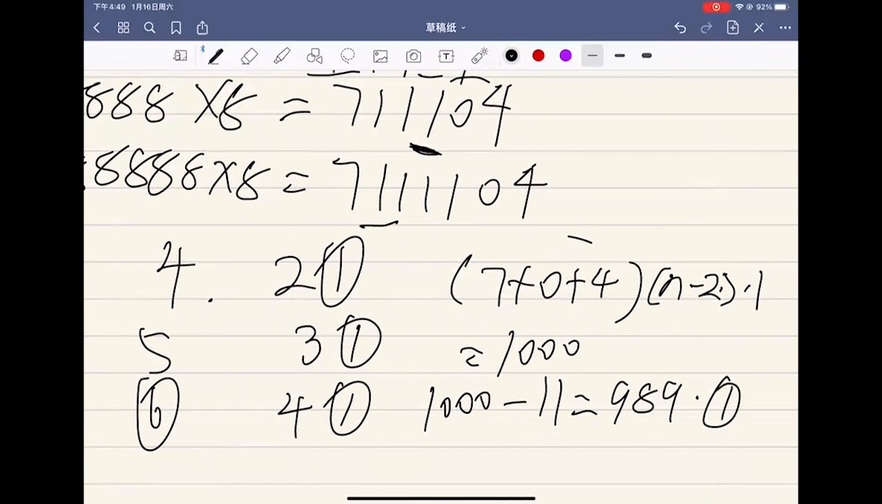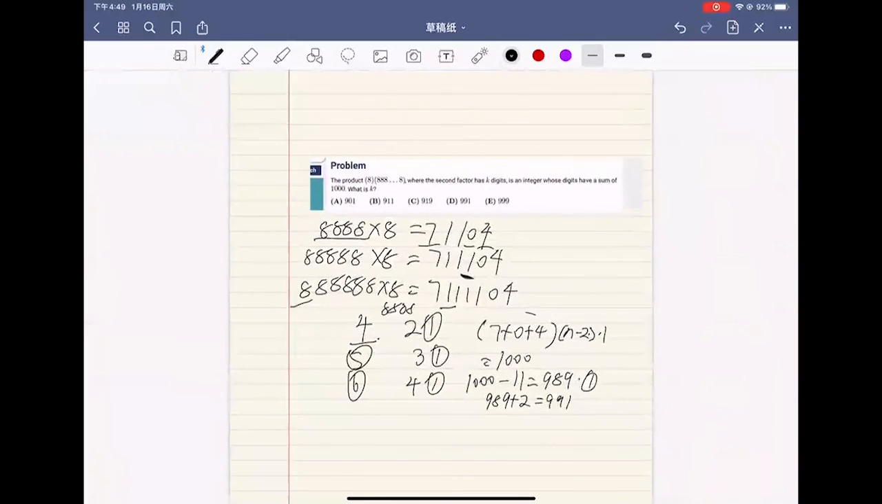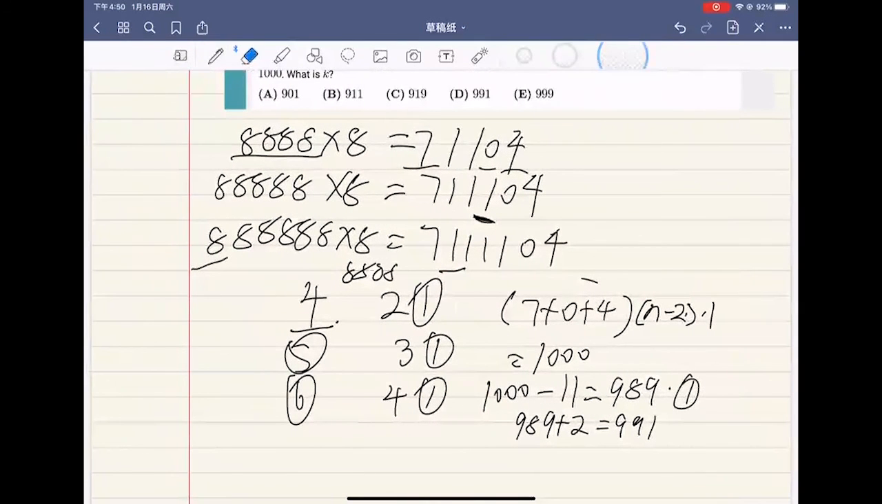So remember, if we have 4 digits of 8, we have 2, 1. 5 digits of 8, we have 3, 1. So we need to add 2 here. 991. That's what I got. Yeah. So you forgot, Jackie, you have to put a plus sign between 7 plus 0 plus 4 and minus 2, because it doesn't make sense if you don't.